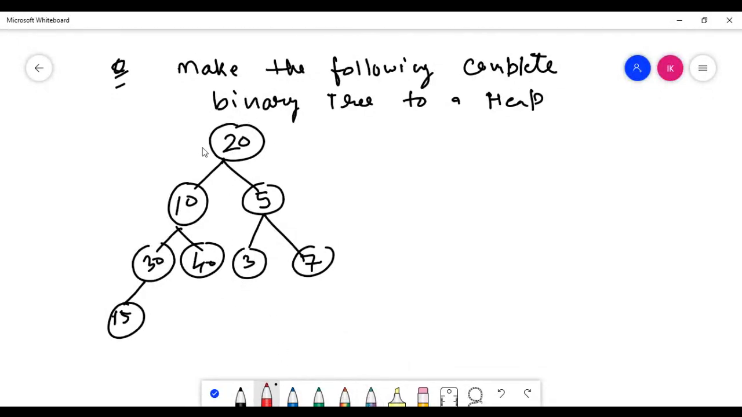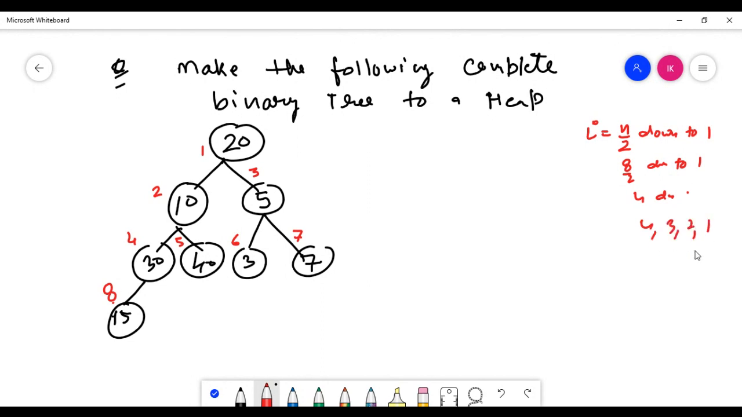So what I told you, if you remember, start the numbering 1, 2, 3, 4, 5, 6, 7, 8. Then i equals n by 2 down to 1. n means the total number of elements, which is 8. 8 by 2 down to 1 means 4 down to 1, which means 4, 3, 2, 1. Start with 4.